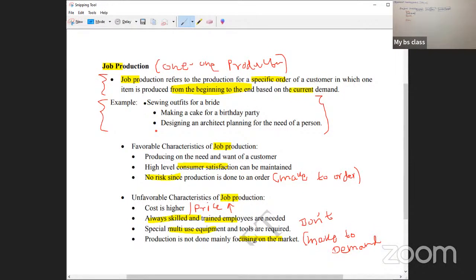But at the same time, you enjoy some favorable characteristics as well. Something like this is a good one. So no risk, I mean less risk in the production.